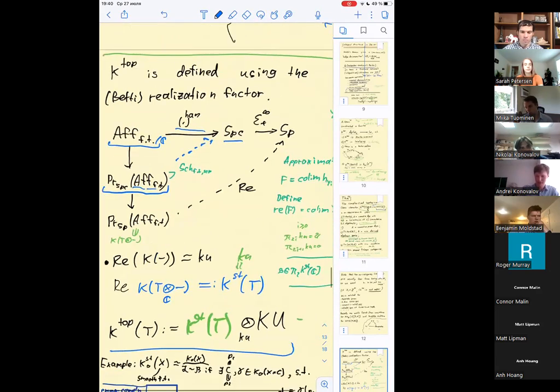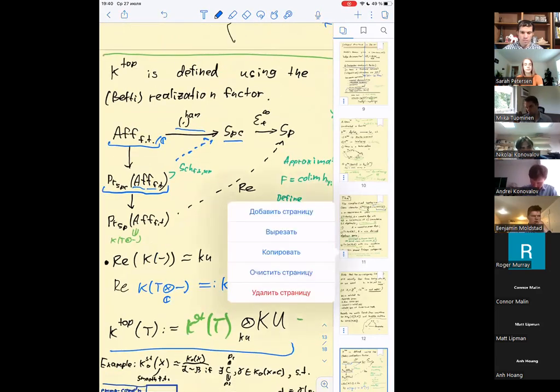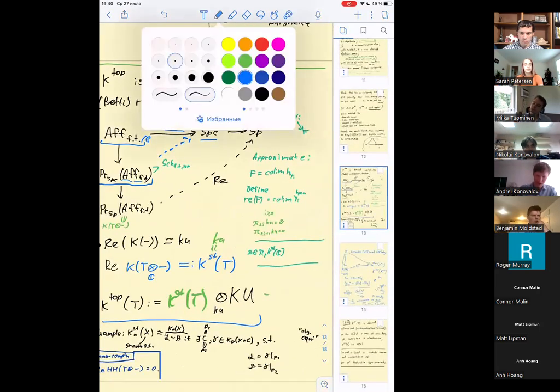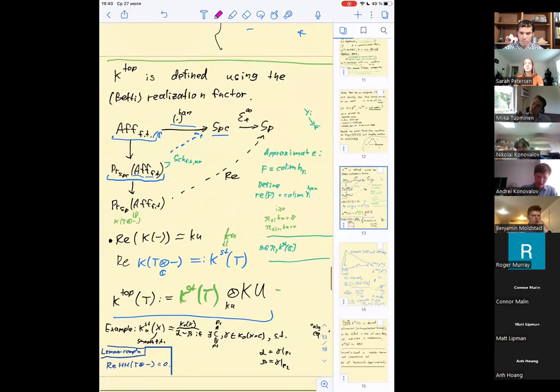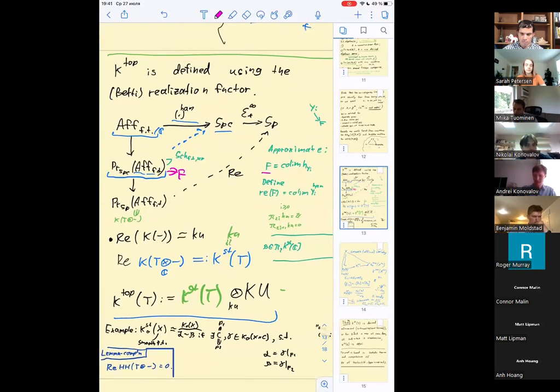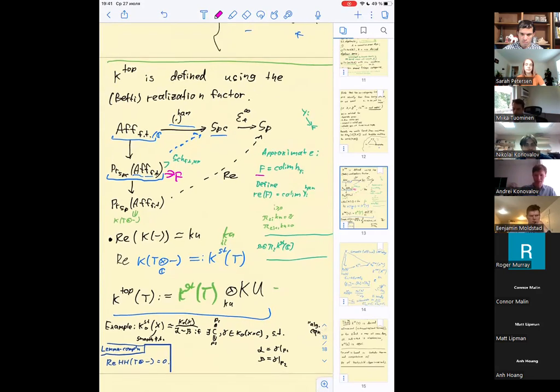So basically, what does it mean? It means that whenever we have some functor F which we don't understand, there are a lot of representable guys, which are just guys of the form Hom to some affine scheme. And for every affine scheme, we know what the functor of complex points is.